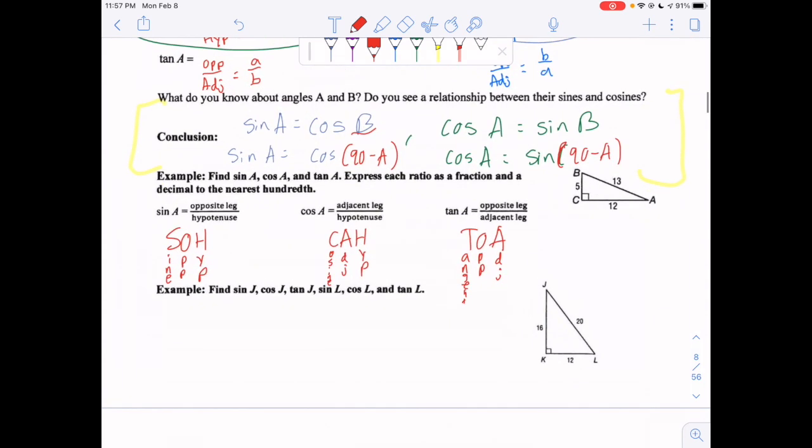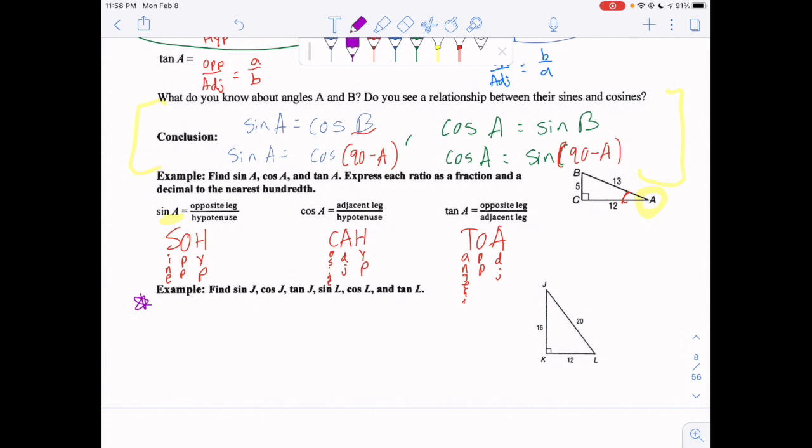All right, so right now, why don't you guys do, actually, I'll do this one example here, and you guys will do this example. So find it for sine A. Okay, so again, you're working with sine A, so this specific angle.